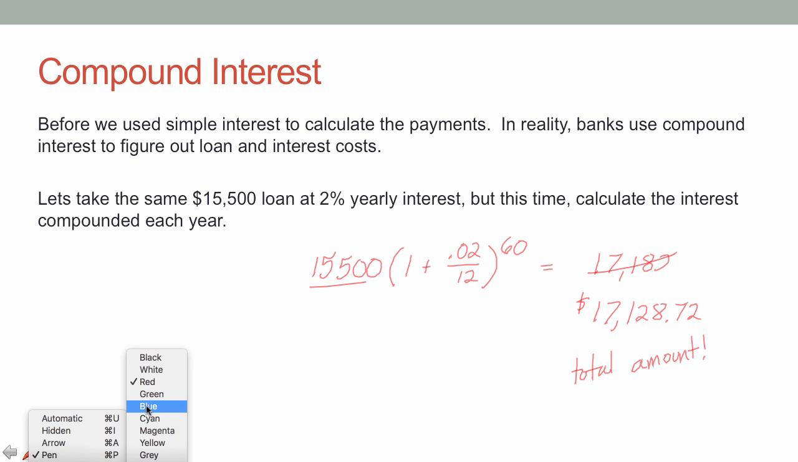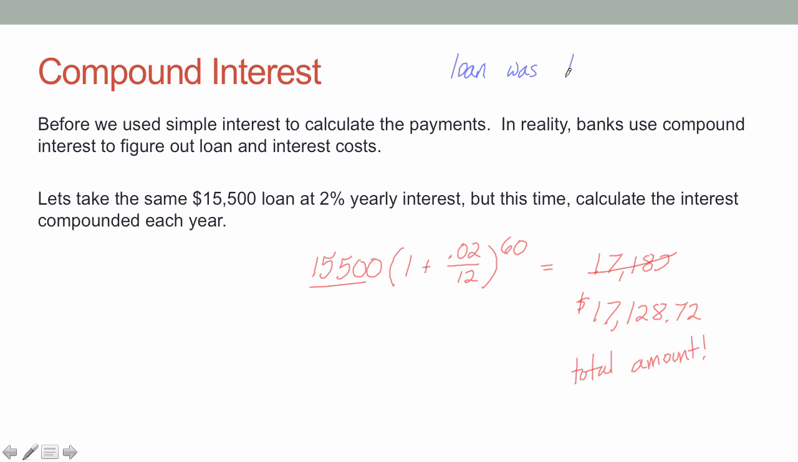Now contrast this, remember when we did the last example with simple interest, the loan was only $17,050. This was our simple interest example. So we can see that from simple interest of 2% for 5 years to compounding it monthly actually made it slightly more expensive, right? It added another $78 to the loan. So compounding it every month actually ends up working more against you when you take a loan. It costs a little bit more.